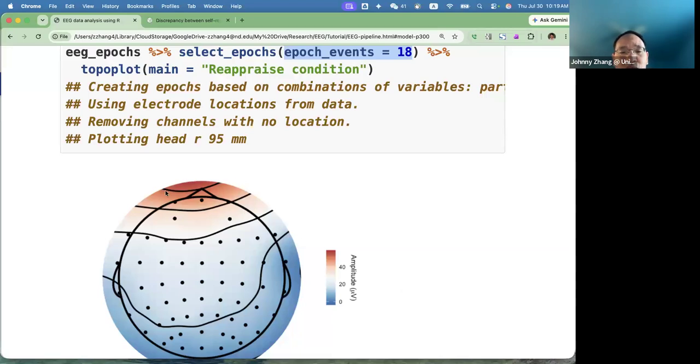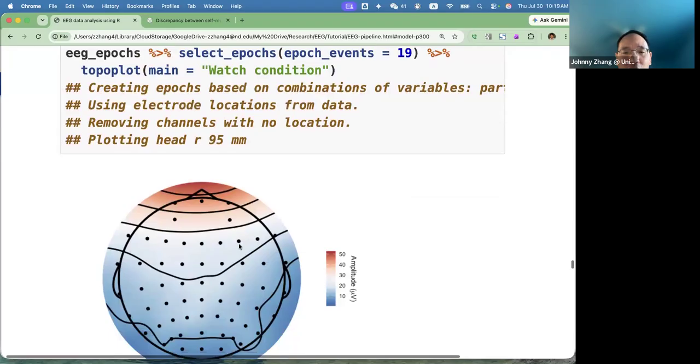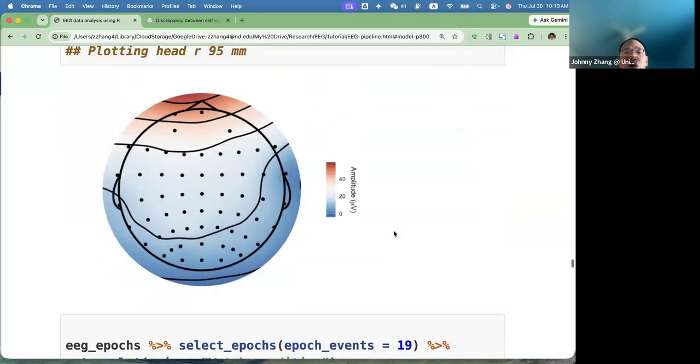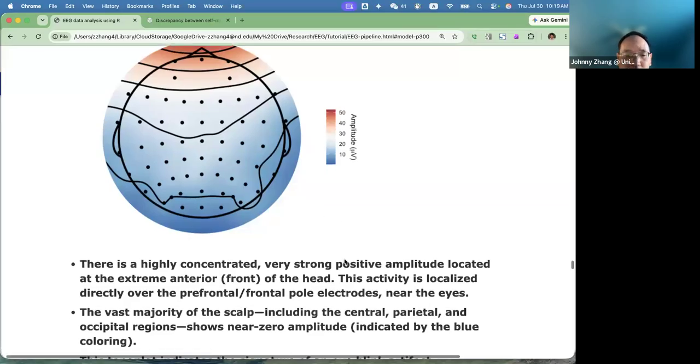But this seems like there's still some artifact here, maybe an eye-blink artifact. And this is condition 19, the watch condition. So basically, you can compare the two plots to see whether there's any difference in terms of different experiment conditions.